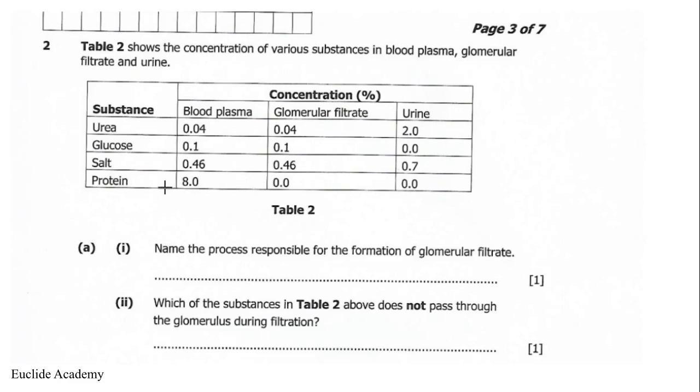Okay, first of all, we need to study the table. We've got the substance and the concentration here. So the substances that we have, we've got urea here, glucose, salt, and protein. Then blood plasma, glomerular filtrate, and urine. And then we've got the different concentrations inside here according to the fluid or the substance. So in blood plasma, urea, it has this concentration, and glomerular filtrate this concentration, urine that concentration, glucose, etc, etc.